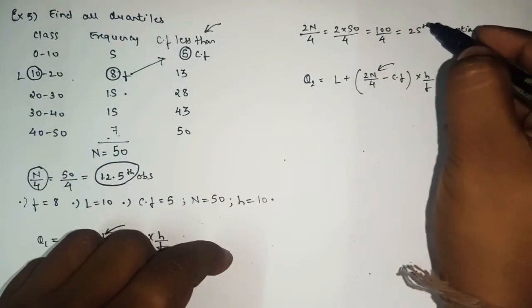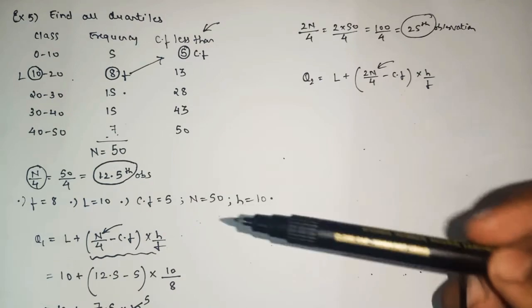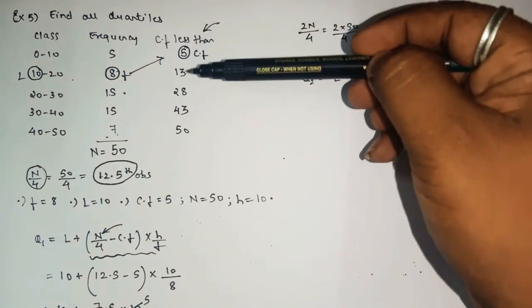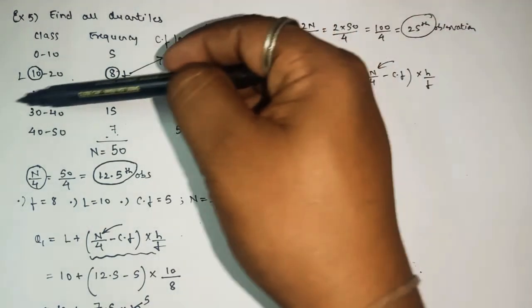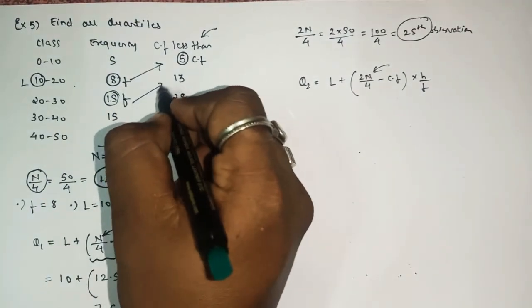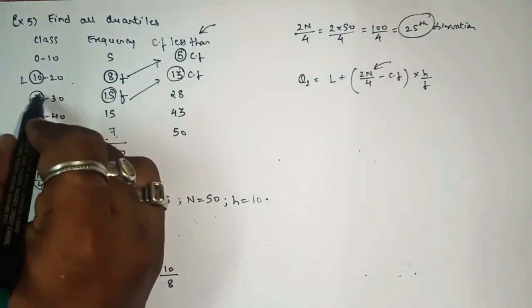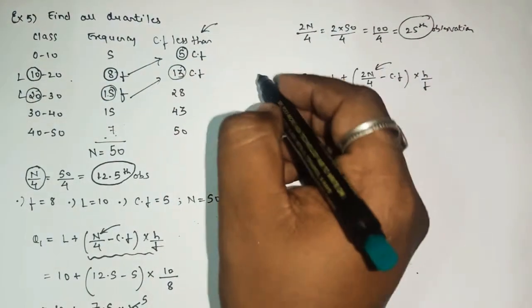So now we'll see this 25th observation. Where does it lie in the cumulative frequency? In which row? As clearly we can see, this 25 lies in this row. So this will be what? F. In the cross this will be what? CF. Here this will be what? L. We know the structure.